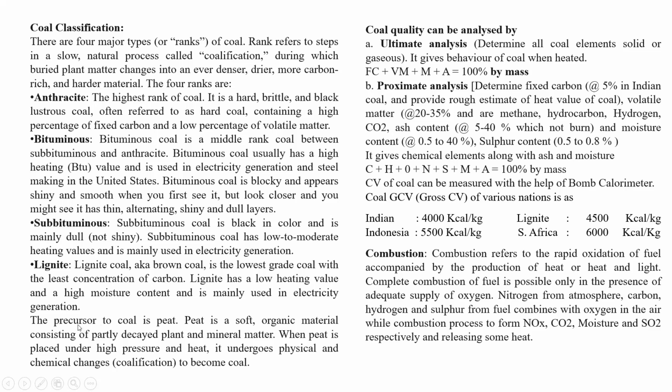The main precursor to coal is peat. Peat is soft organic material consisting of partly decayed plant and mineral matter. When peat is placed under high pressure and heat, it undergoes physical and chemical changes to become a coal or a coke, you can say. So peat is a raw material, you can say.